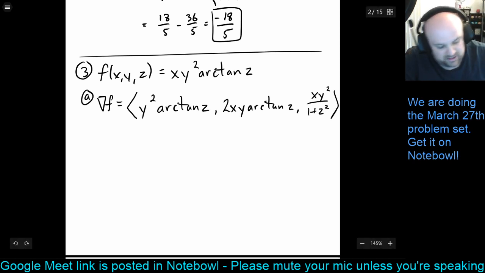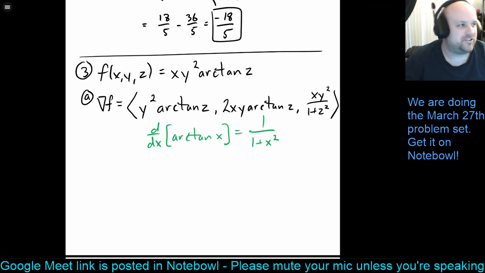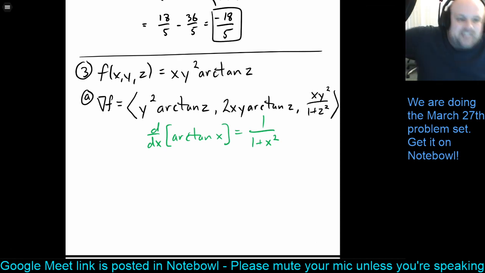So just as a reminder, derivative of arctangent is an important function to know. It's a great function, very useful for many applications.